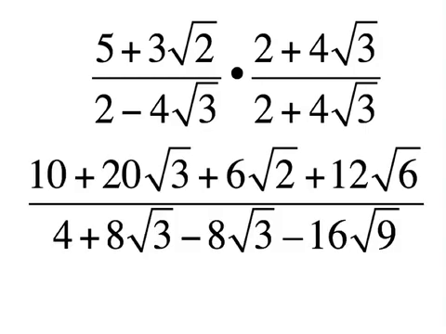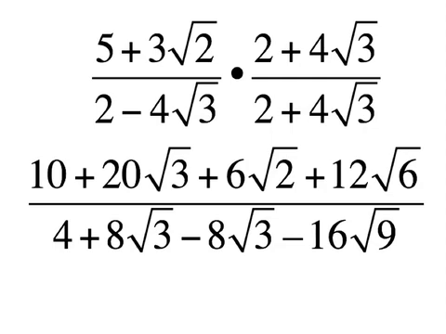I didn't bother to put the parentheses around everything, but I need to do 5 times 2 to get 10, 5 times 4 root 3 to get 20 root 3, 3 root 2 times 2 to get 6 root 2, and 3 root 2 times 4 root 3 to get 12 root 6. So the numerator is quite cumbersome because we have a root 3, a root 2, and a root 6, no common terms.